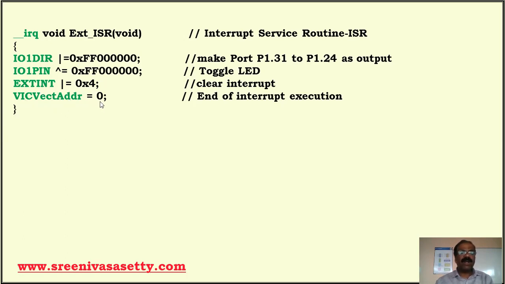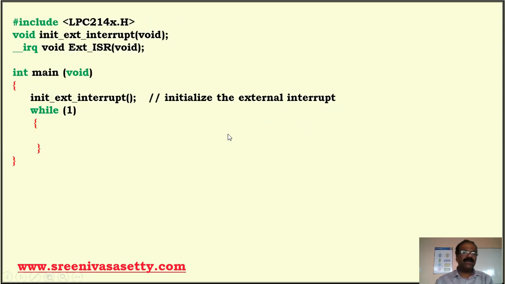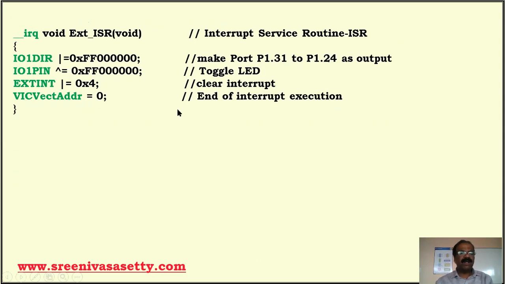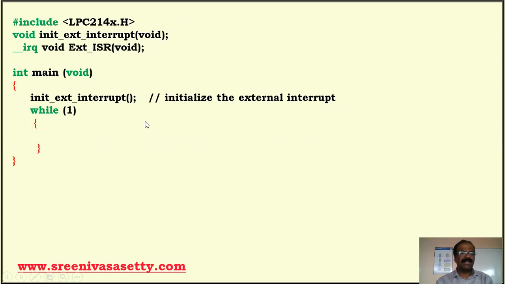Then we have to write 0 to this particular register, the vector address register. Once you write 0 here, that indicates the end of interrupt execution. It will go back to your main program, which keeps on executing infinitely. While 1 means always true, it keeps executing. Assume there's a request and you press the switch; it takes you to this particular program, executes this, and comes back. It's something like this.